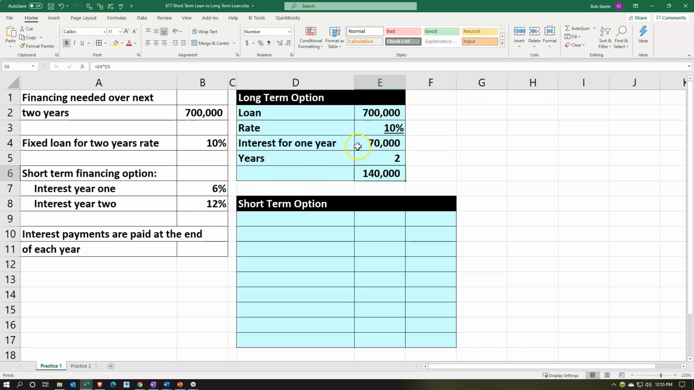So that means we're going to pay 70,000 at the end of year one, 70,000 at the end of year two, and then we're also going to have to pay back at the end of the loan the 700,000 at the end of the 2-year period, paying back the principal as well. So that's going to be the total interest.